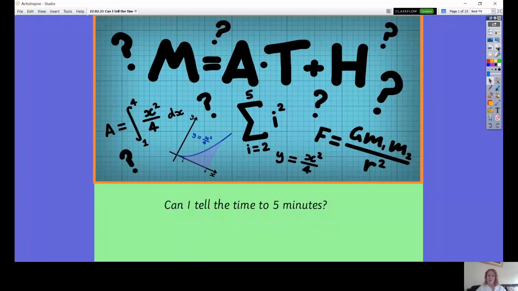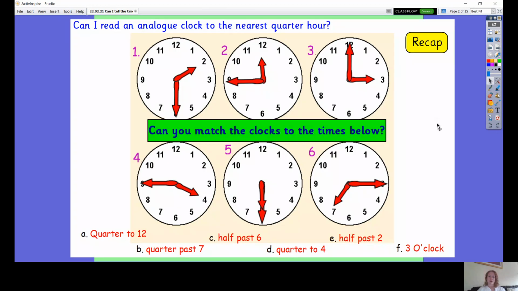We're going to have a little break from fractions and do some time for a couple of weeks. So let's have a look at your warm-up for today. In our main lesson, we're going to be learning to tell the time to the nearest 5 minutes. And for our warm-up, I would like you to pause and have a go at telling these times.